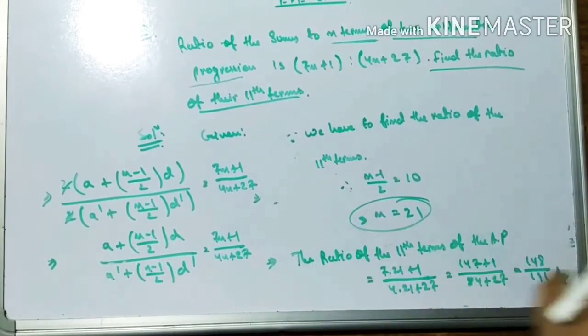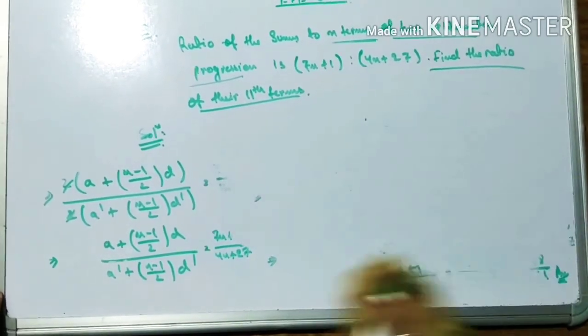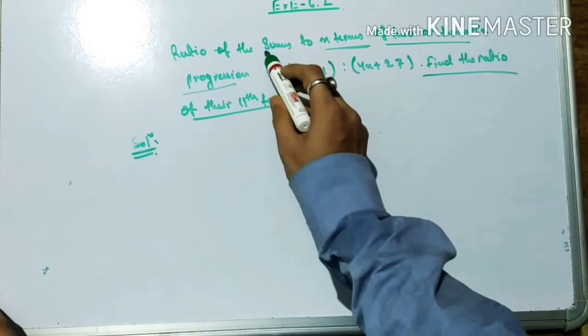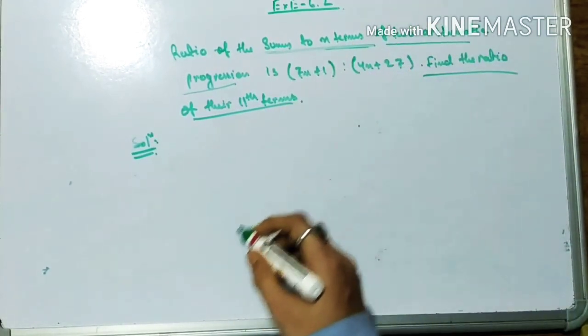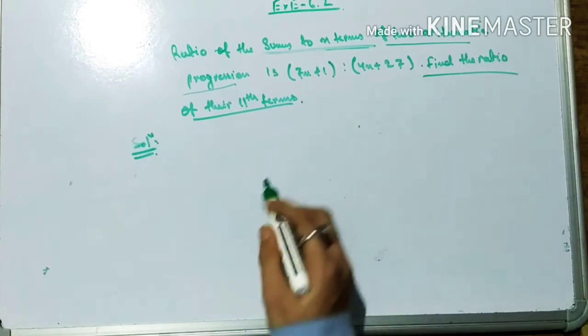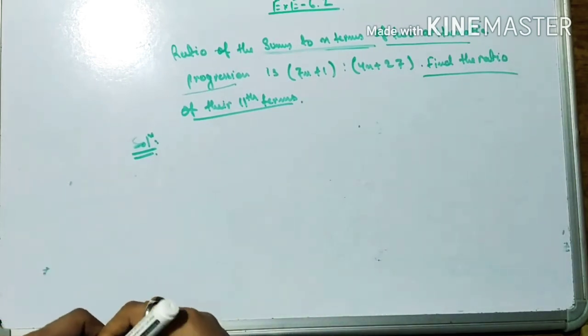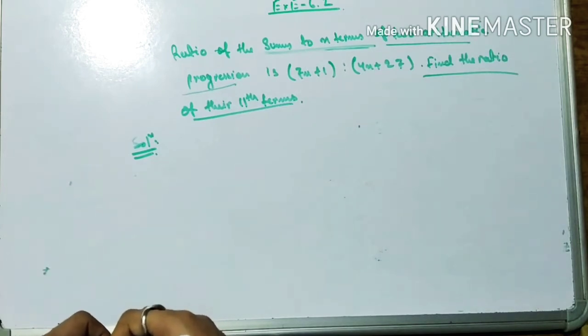This one I am explaining one more time. Okay, it is very easy there. There is nothing to worry about. You see, the question: ratio of the sum of the n terms of two arithmetic progressions. Understand? The sum of an arithmetic progression up to n terms.